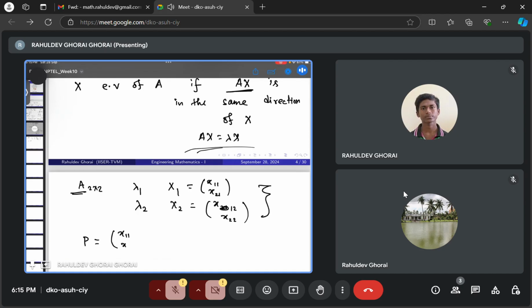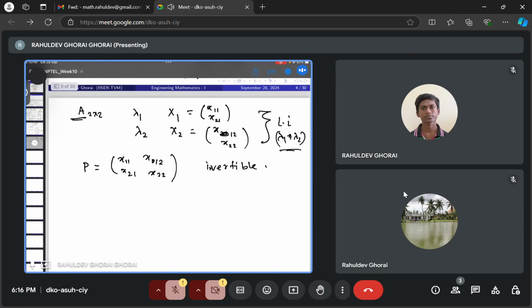Then what you can write is this P as x11, and so on. Before constructing P, these vectors will be linearly independent. If lambda 1 is not equal to lambda 2, then of course it will be linearly independent. Even if lambda 1 equals lambda 2, they might be linearly independent or dependent. As they are linearly independent, you can make this matrix invertible.